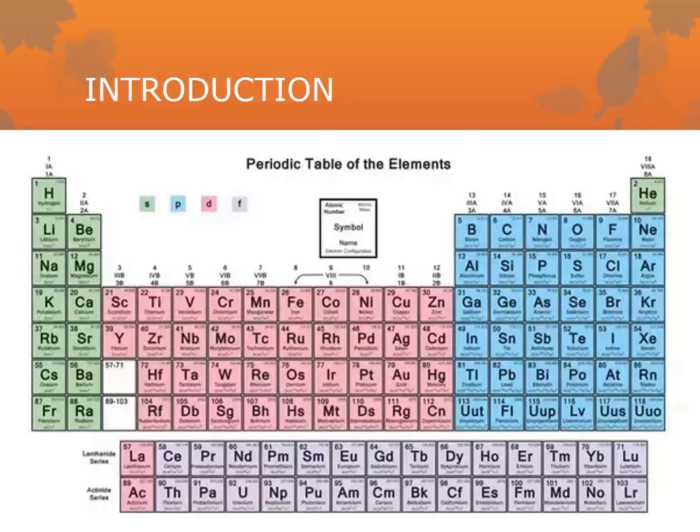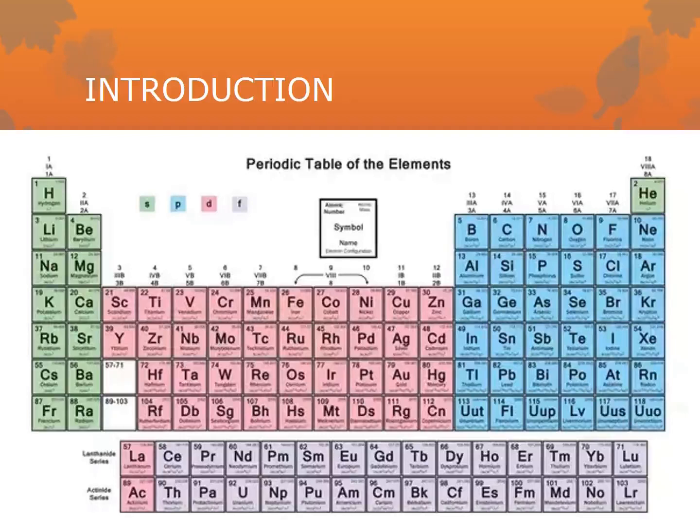There are 4 blocks: S block, P block, D block and F block. Today we are going to see the first 2 groups, group 1 and group 2. There are 18 groups, 1, 2, 3, 4, 5 up to 18. Group 1 and group 2 are the S block elements. The pink color elements are the D block. The sky blue color is the P block.